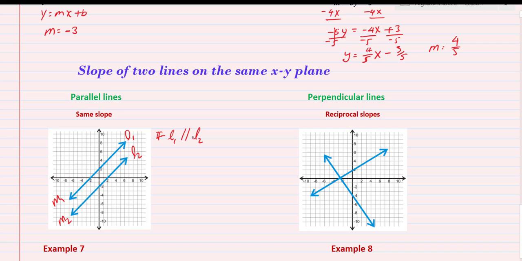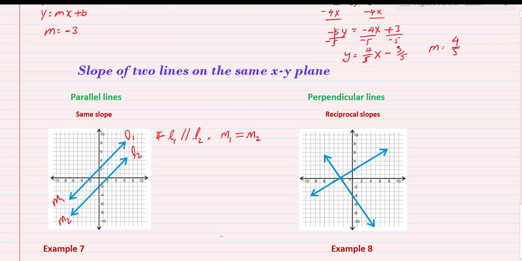line 1 is parallel to line 2, here's what we should remember. The slope of 1 is going to be equal to the slope of 2. So both lines would have the same slope. So parallel lines would have the same slope. Keep that in mind. Okay, now let's see, if we have two lines, if they are perpendicular.